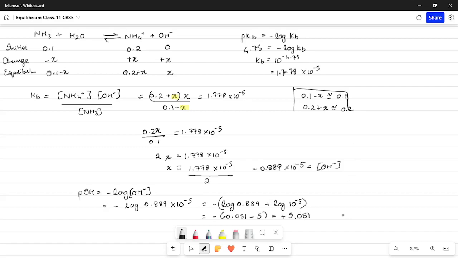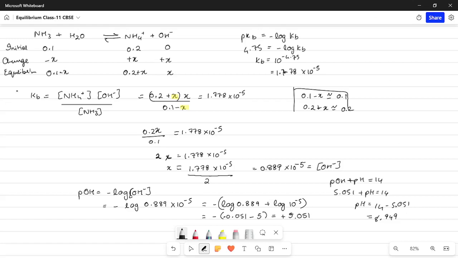Okay, now from a couple of videos ago, we know that pOH plus pH is equal to 14. The reason we did it this way is because there's less math involved, right? So pOH is 5.051 plus pH equal to 14. So pH will be equal to 14 minus 5.051. This is equal to 8.949. And I'm pretty sure this is super close to what is given in your textbooks.